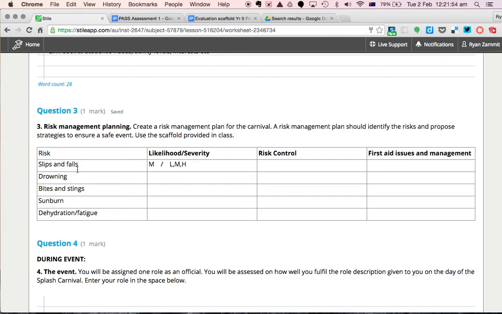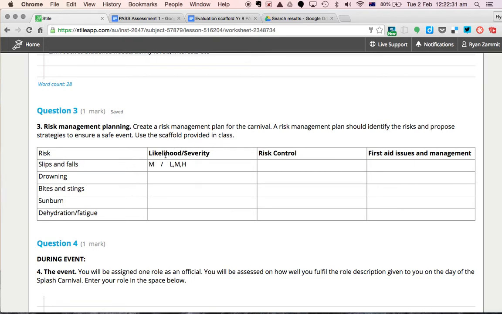So what I've tried to do here is create a very simple table, and I want you to actually type in some risks. I'll put some examples in here, but really want you to focus on the risks that you believe are relevant for the carnival. Let's look at one of the risks: slips and falls. People may be likely to slip and fall around the pool, particularly with a lot of wet surfaces and students potentially walking fast or maybe running when they shouldn't be, and that leads to falls. So we want you to identify them.